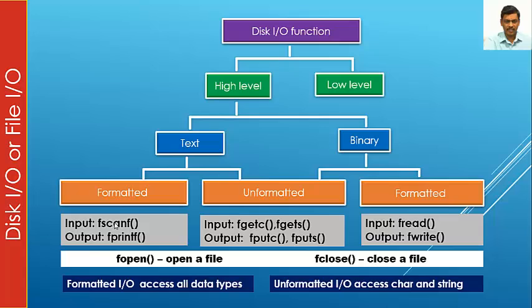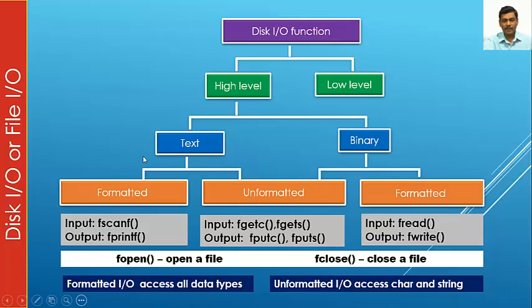So what are the functions in formatted? Text mode formatted: fscanf, the file scan function. Already we learned the scan function. Scanf is only for console input, and printf only for console output. Fscanf, the short form of file scan function, is to get data from a file, that is from disk. The fscanf function is for file input. Fprintf writes data to the disk or to the file.